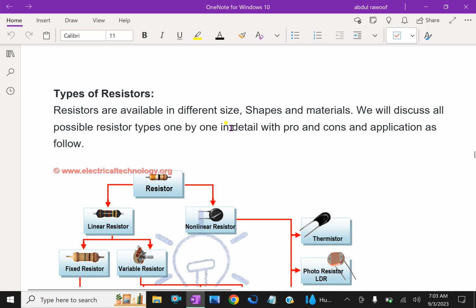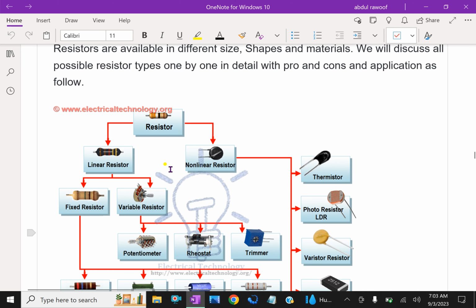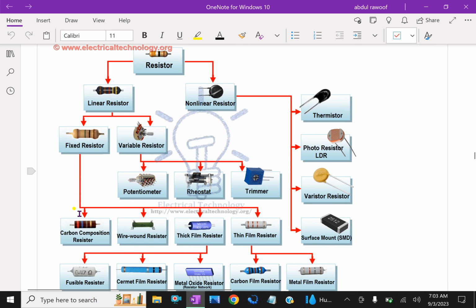Resistors are available in different sizes, shapes and materials. We will discuss all the possible resistor types. Here, resistors are broadly classified as linear resistors and non-linear resistors. In linear resistors, there are fixed resistors and variable resistors. In fixed resistors, there are carbon composition resistors, wire wound resistors, thick film resistors, and thin film resistors.